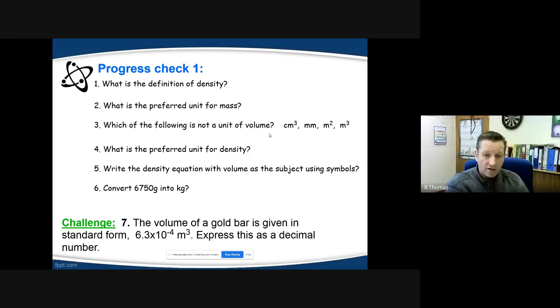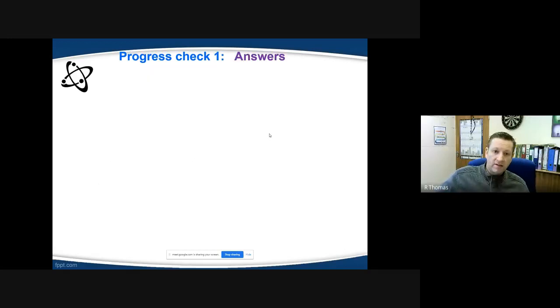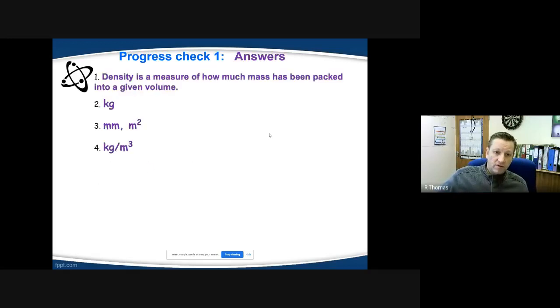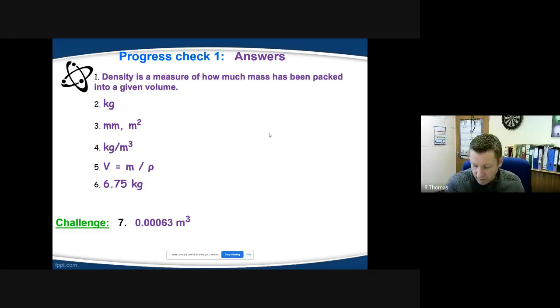And then the challenge question was a standard form question from mathematics. The volume of a gold bar is 6.3 times 10 to the minus 4. What is that as a decimal in normal form? So I've got to move that decimal point 4 places to the left. So it will be 0.00063. Okay, there were the answers. I'll put them up on the screen. So there are the answers there to that progress check.